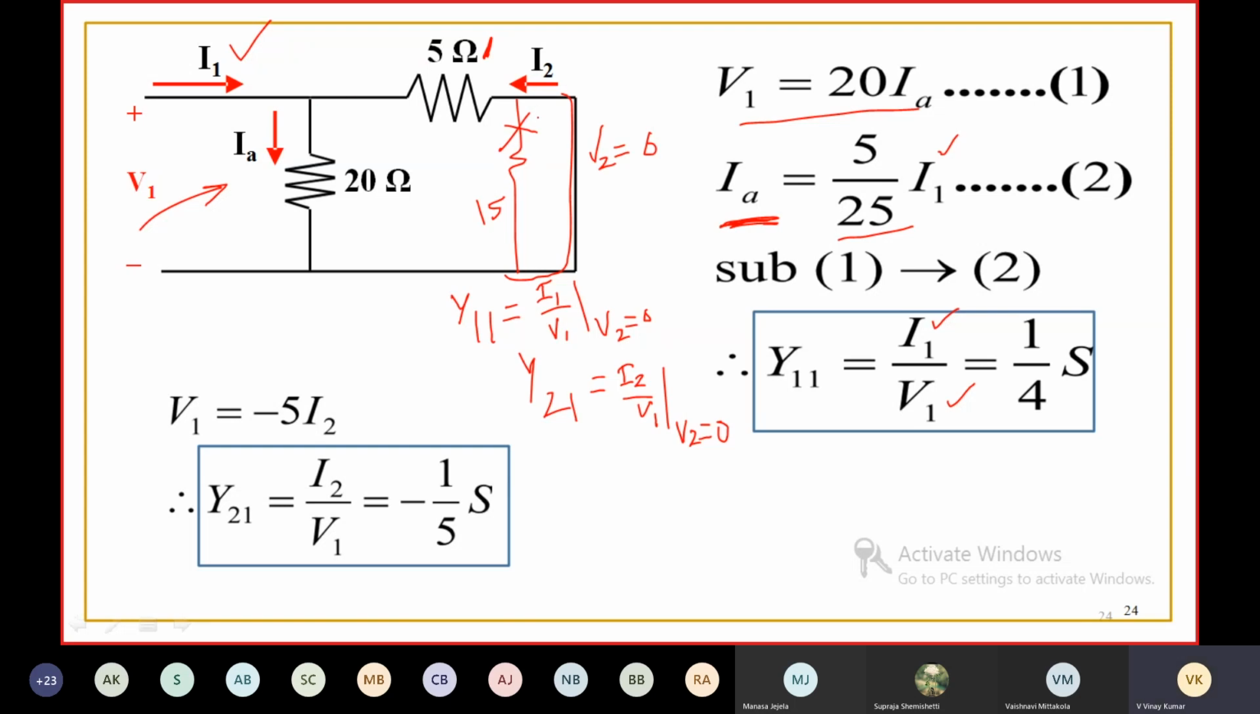So here, what is the voltage across the 5 ohm resistor? You have a network like this. The voltage between these two is V1. The current flowing through this is I2. Resistance of this is 5 ohms. Then V1 is equal to minus 5 I2. Then the ratio of I2 to V1 will be minus 1 by 5 mho or Siemens.